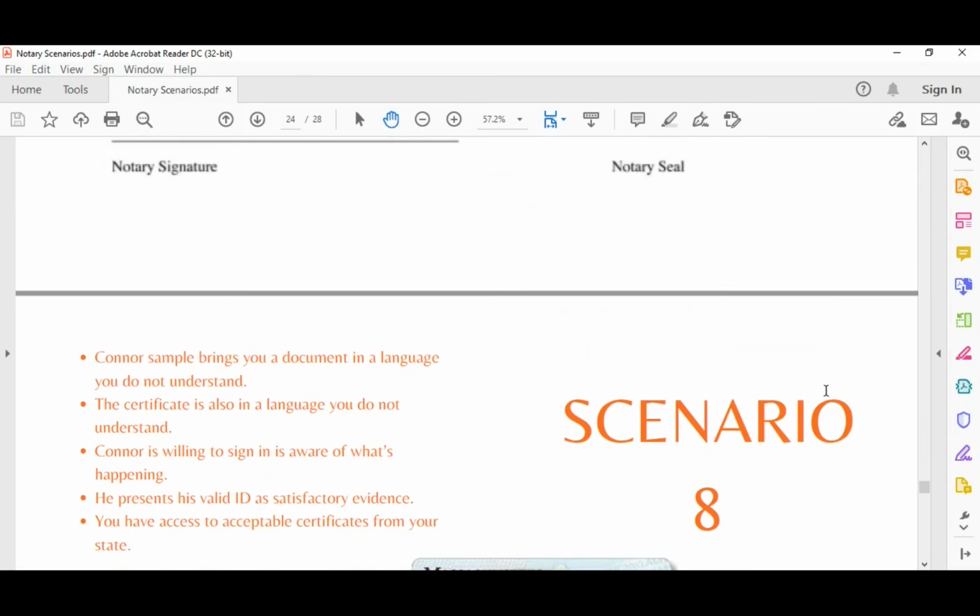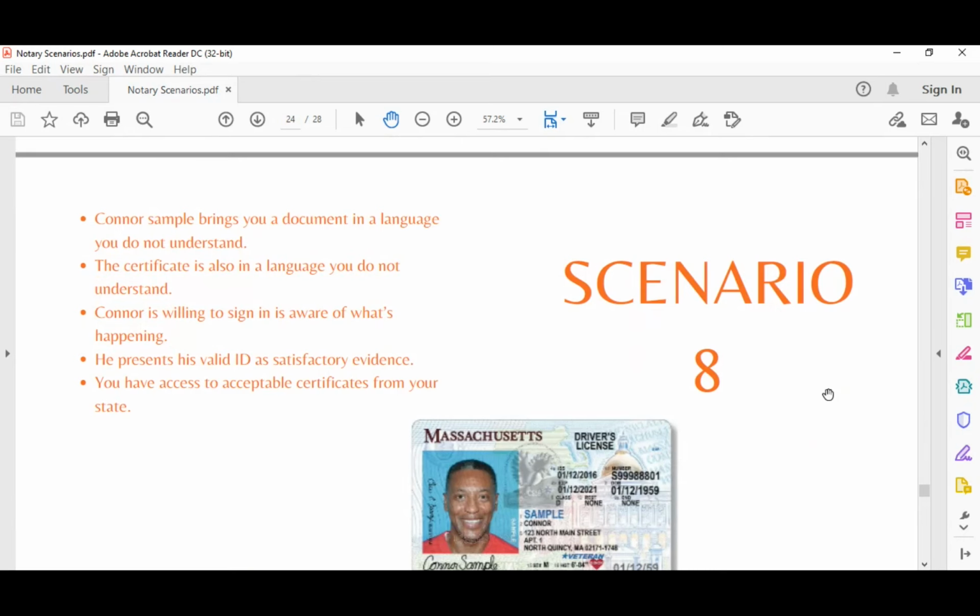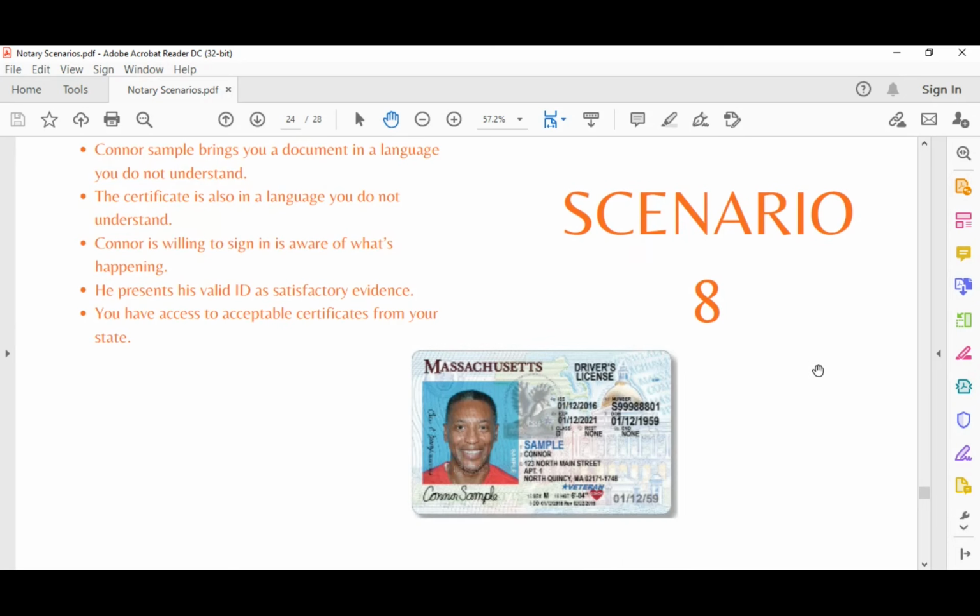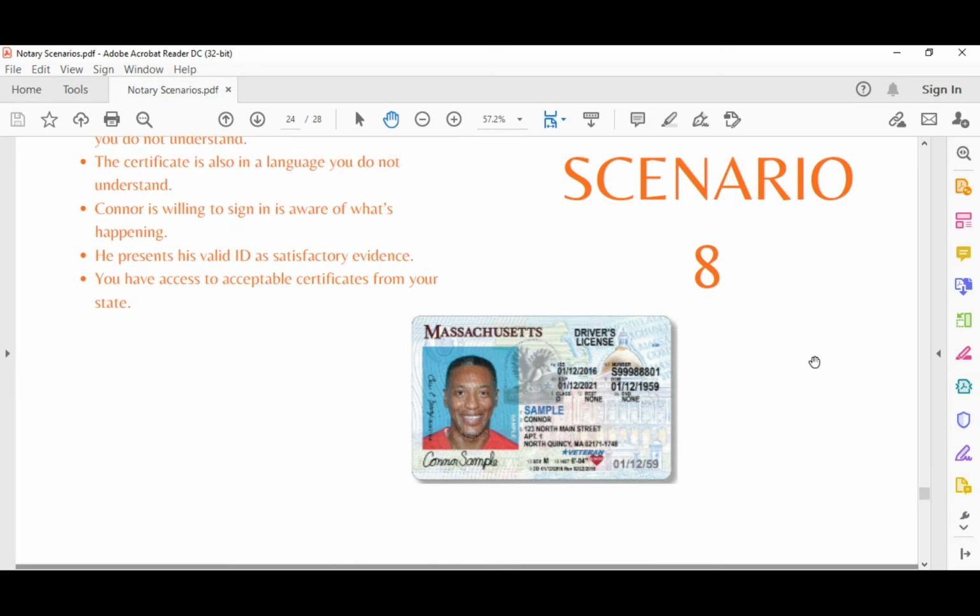All right, we're at the last scenario, guys. I hope this is helpful. Connor Sample brings you a document in a language you do not understand. This is a good one too. The certificate is also in a language you do not understand. Connor is willing to sign and he is aware of what's going on. He presents his valid identification, which is satisfactory evidence. And you have access to acceptable certificates from your state, okay?